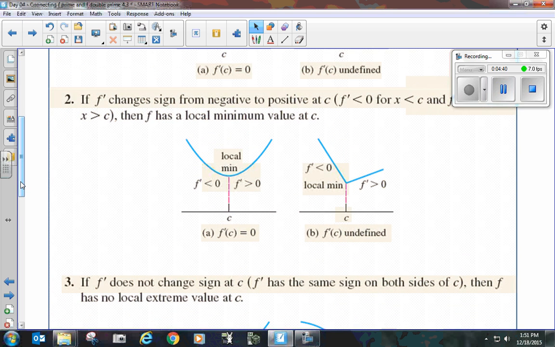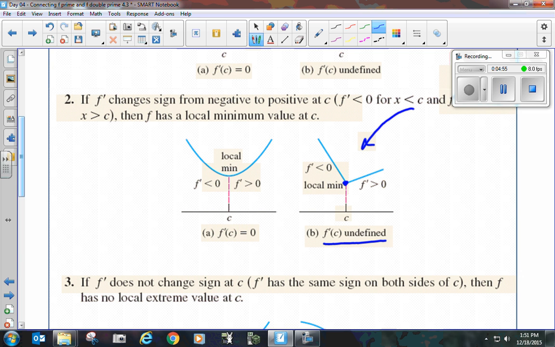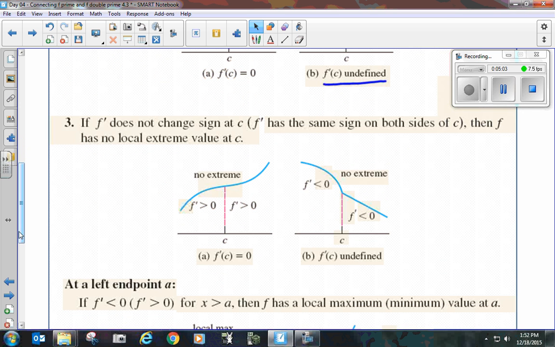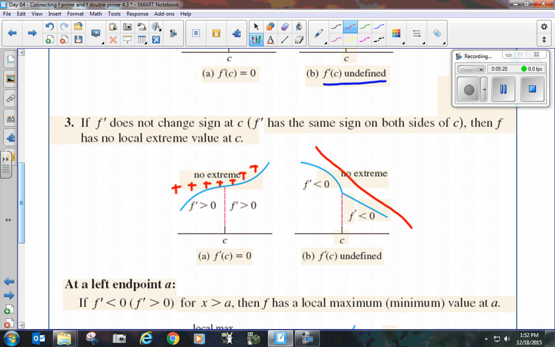If it goes from negative to positive, then you have a minimum. Okay? You have a minimum. But be careful. Even though you have a minimum here, the slope is still undefined, because it's a corner. Right? And if it does not change, meaning the slope is positive, positive, positive, you don't have an extreme point there. If your slope doesn't change sign, you can't have a critical point, okay? Same thing here. This is constantly a downward slope. You can't have it.